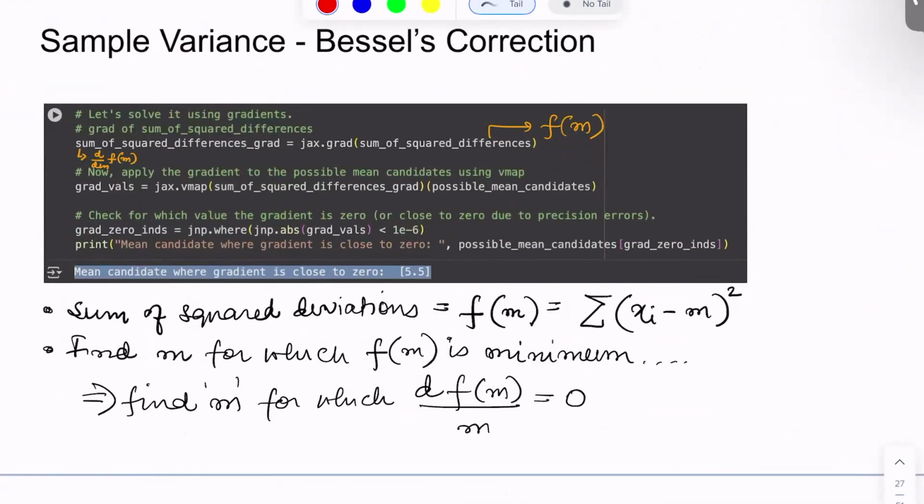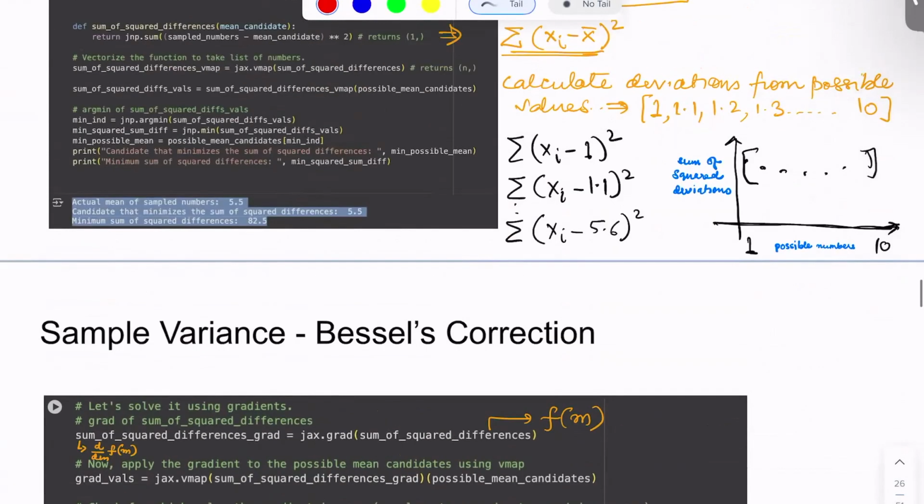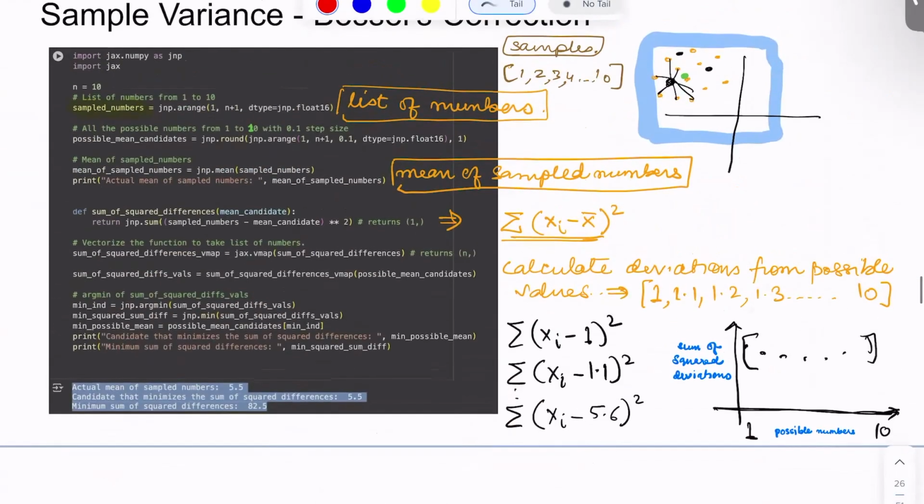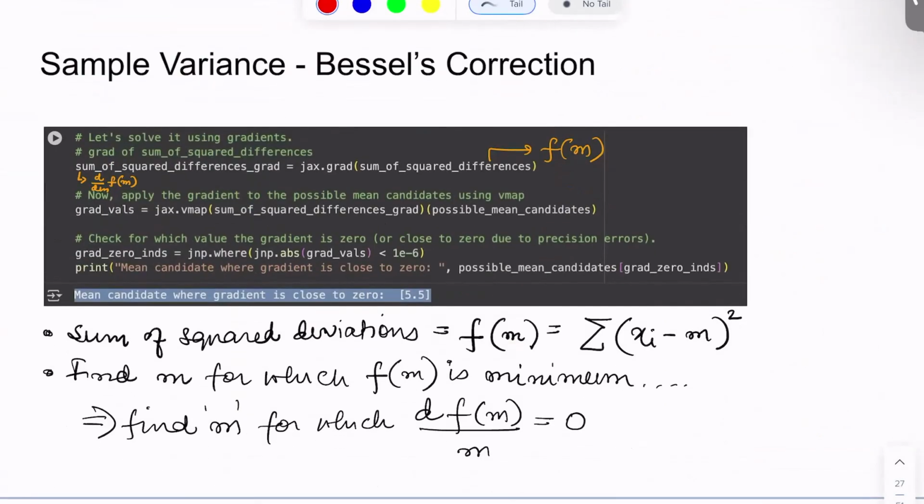Let's see this sum of square deviation, let's call it a function f of m, with m being any number in this list. So this f of m is nothing but the sum of square deviation that can be written like this, and this is what we are defining somewhere here. And then what we actually want to calculate is to find the value m for which f of m is minimum. Or we can also say, find m for which the derivative of f with respect to m is equal to 0. How can we do that?